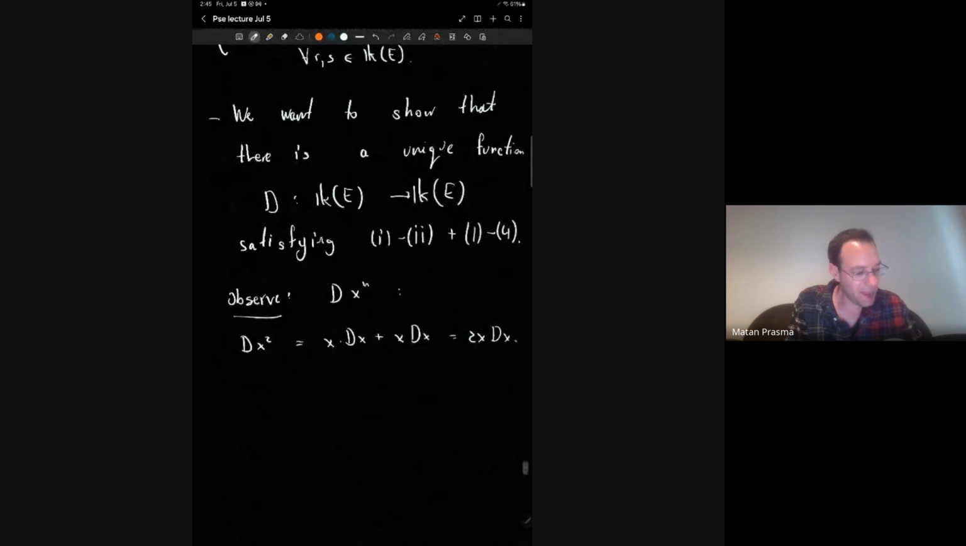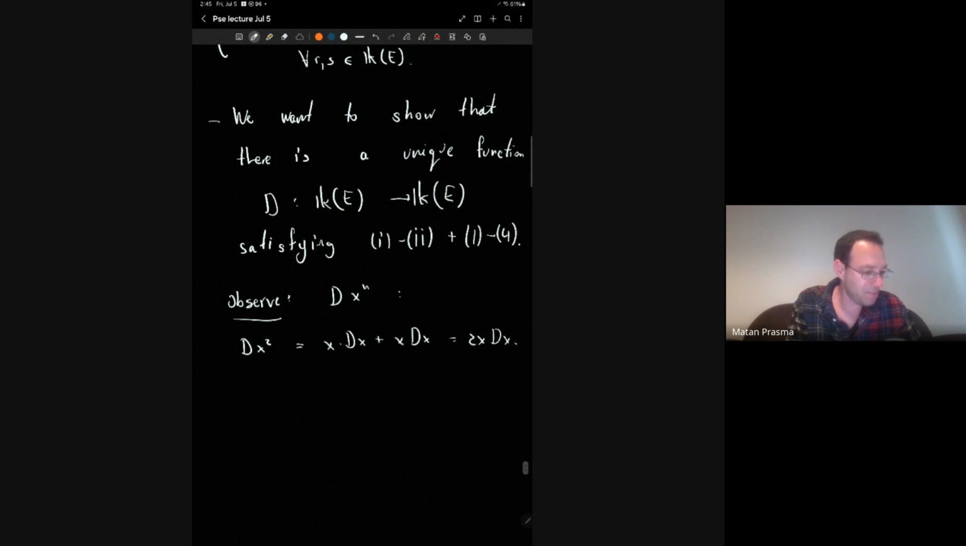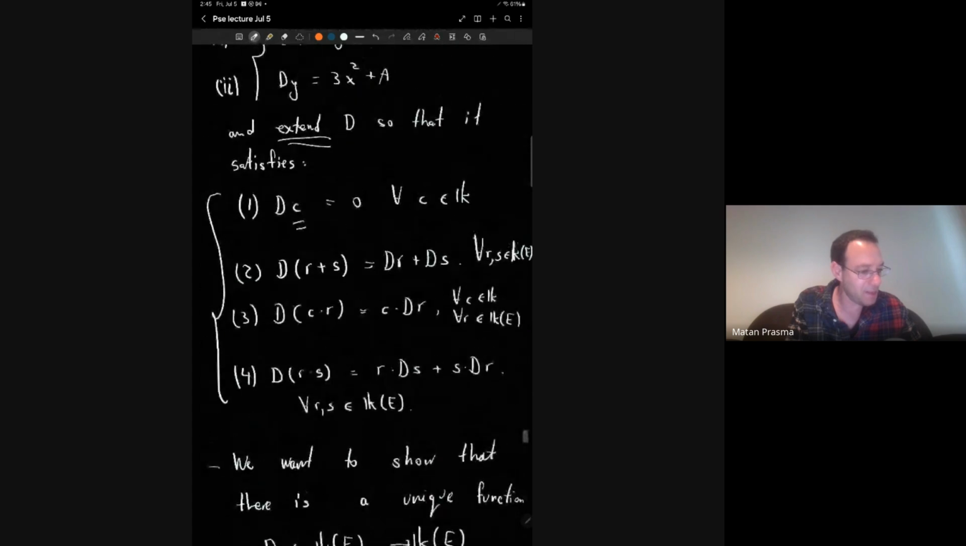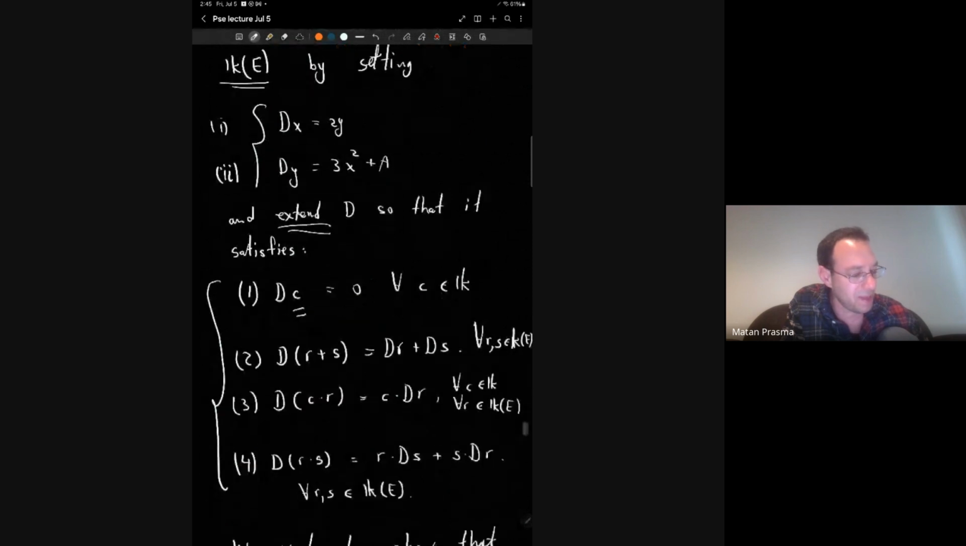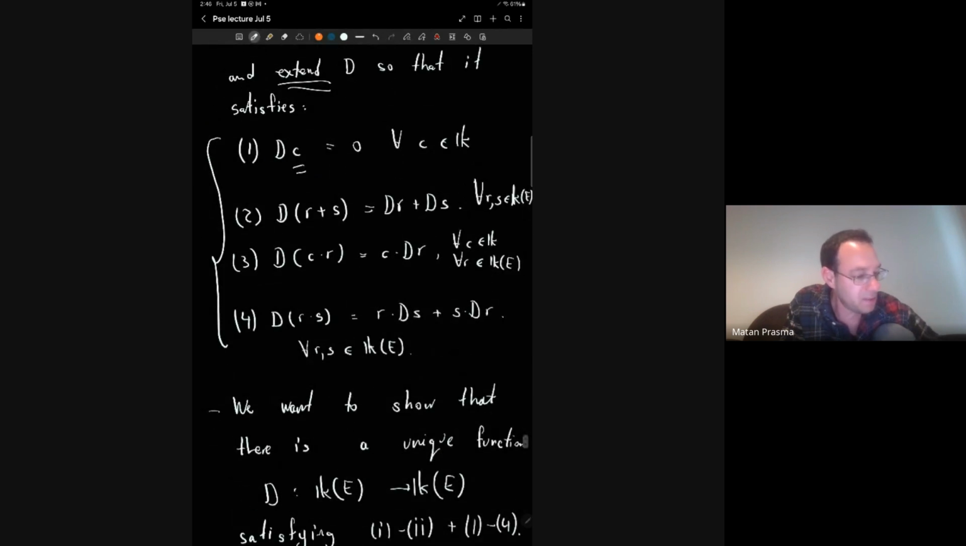Okay, so I start with something d. I know how to derive x, by 1 and 2. So I simply start with something where I know how to do d of x and d of y. And now I want to show you that if the four properties, 1 up to 4, need to be satisfied, then there is only one way to extend d to an actual function from rational functions to rational functions.